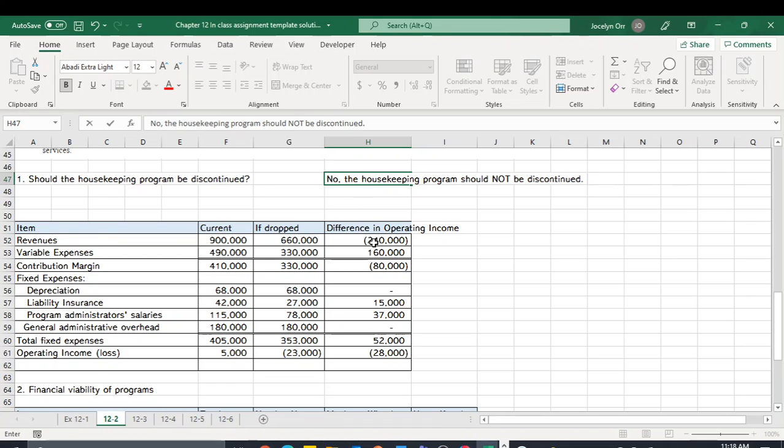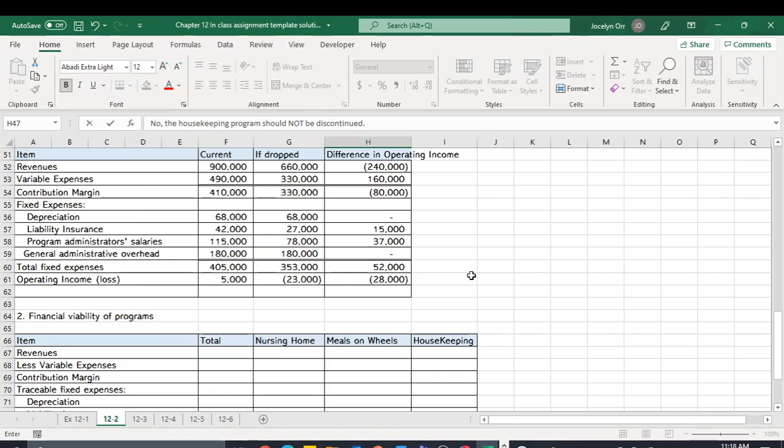Okay, depreciation on the van, like we said, is a sunk cost. The van has no salvage value, so it's not relevant to our decision. The general administrative overhead is allocated, and none of it would be avoided if the program was dropped. So the contribution margin of the housekeeping segment actually helps us to cover some of those fixed costs. If we get rid of that segment, we can't use that contribution margin, and it would result in a lower operating income than what we are currently experiencing.